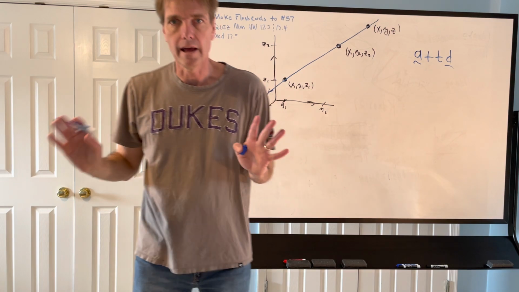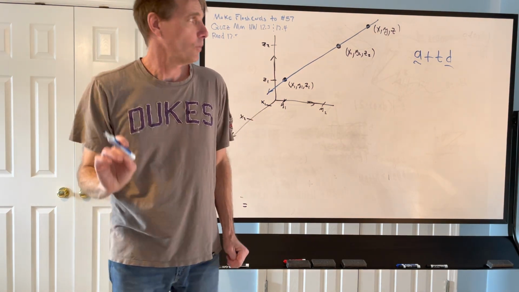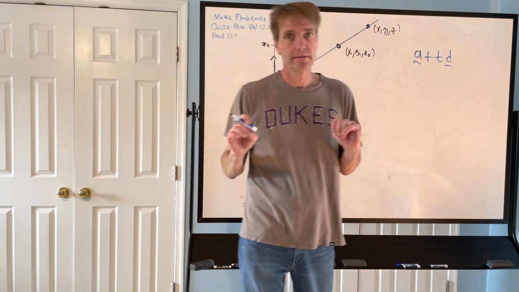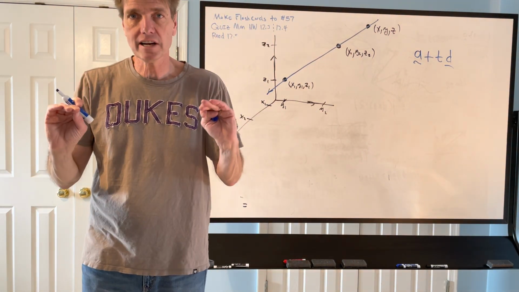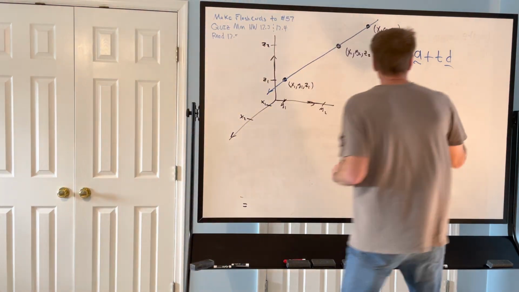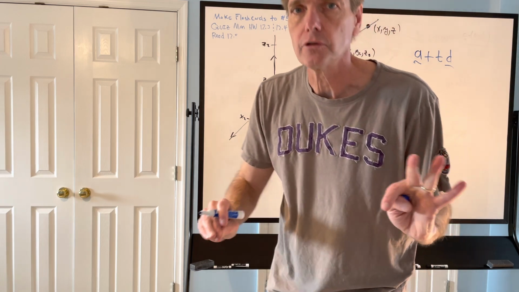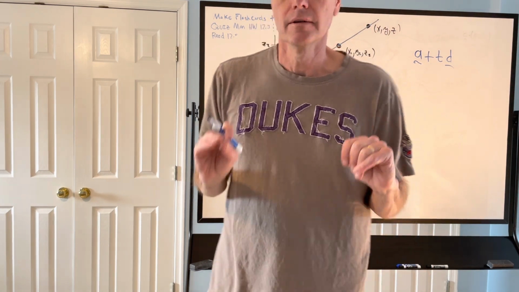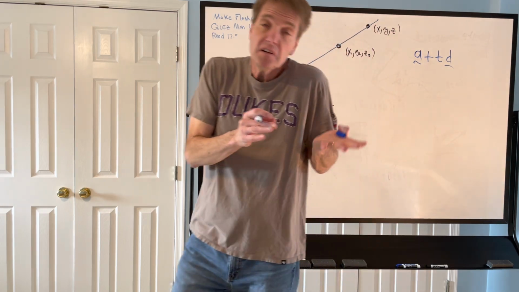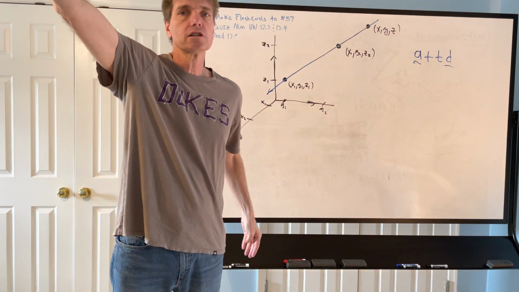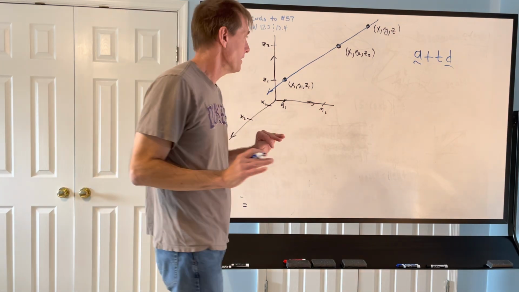Line, A plus TD. Now what's D's job? Why is it called D? It's a direction vector. It directs the line. What's A's job? It's a position vector. It positions the line, okay? What's T's job? It's a scalar that really creates the line. As T runs through all the real numbers, positive and negative, it creates the line.